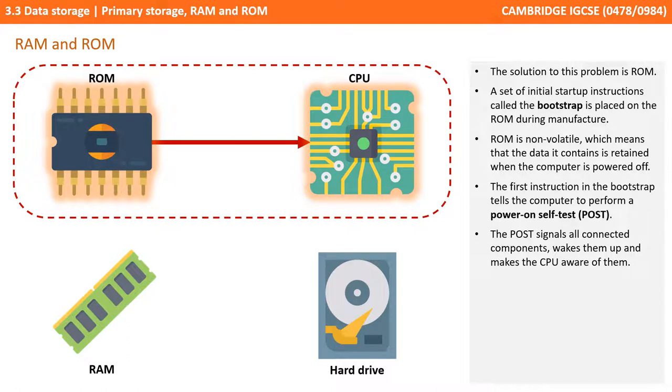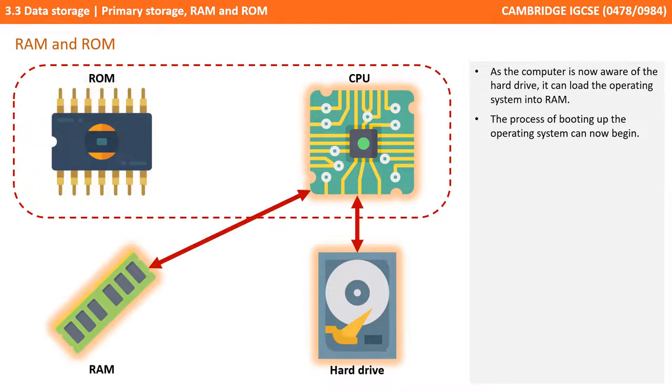One of the first set of instructions passed from ROM to the CPU is what's known as the Power On Self Test, or POST. This program is responsible for sending signals to all the various connected components. It wakes them up, it checks they're working, and essentially tells the CPU that these other devices exist. Now our computer is aware of the hard drive and the software stored on it, it can go ahead and load these instructions into RAM and start the process of booting up your operating system.